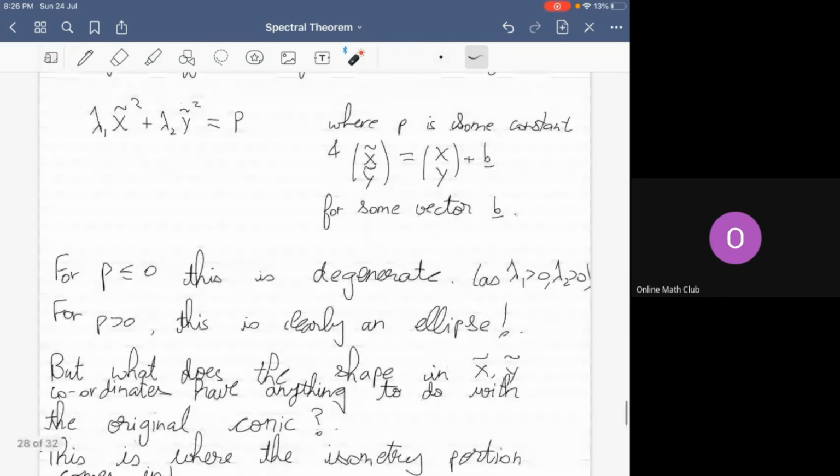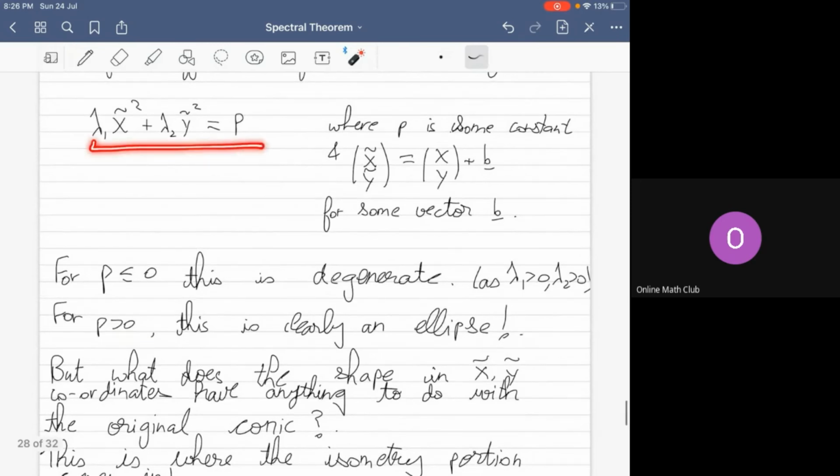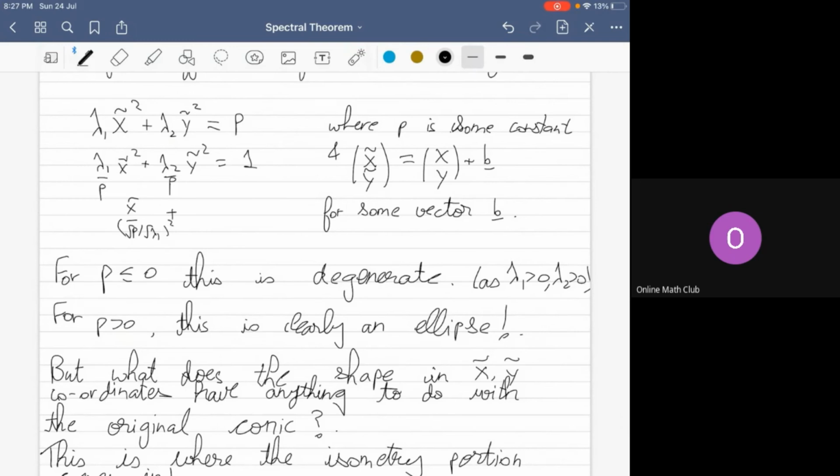So in the case of p greater than 0, we clearly see that this is an equation of an ellipse by dividing by p. So something like lambda 1 over p X tilde squared plus lambda 2 over p Y tilde squared is 1. And then we get (X tilde over root p by root lambda 1) whole squared plus (Y tilde over root p by root lambda 2) whole squared is 1.